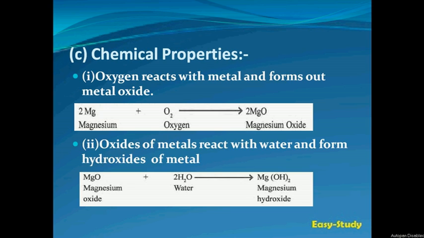Chemical properties of oxygen. Oxygen reacts with metal and forms metal oxide. For example, magnesium when reacts with oxygen gives magnesium oxide. Oxides of metal react with water and form hydroxides of metal. Like magnesium oxide when reacts with water gives magnesium hydroxide.